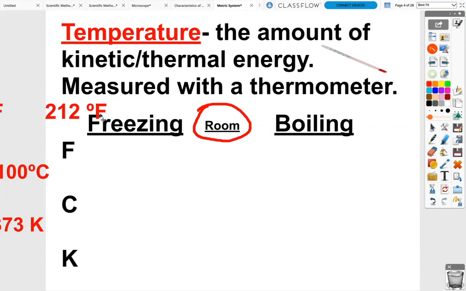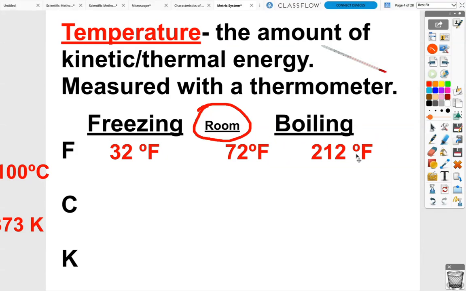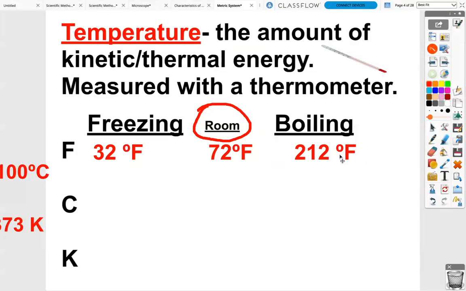So if you'll fill in this chart, freezing on the Fahrenheit scale is 32 degrees. Typically, room temperature, we know that to be about 72 degrees in a comfortable room. Some of you might like your room a little bit colder. I know my classroom is always freezing, so it's a lot colder than 72. Boiling, 212 degrees Fahrenheit. So once water reaches 212, it's going to be able to make that phase change from the liquid state into the gaseous state. And so you'll start seeing that water will start to boil.